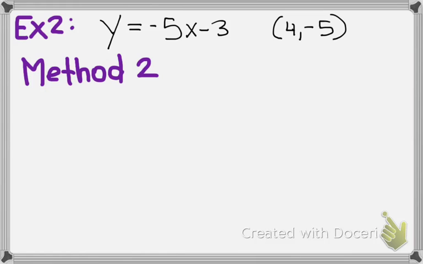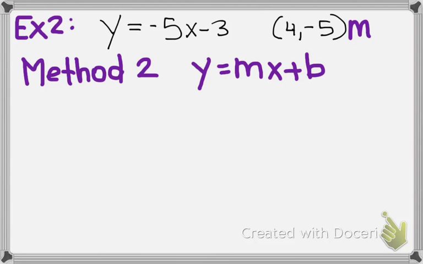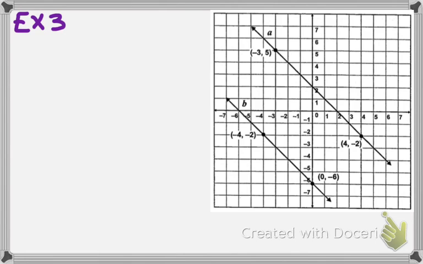Some of us choose to use slope-intercept form rather than point-slope formula. That is completely okay. It's up to you which one you'd like to use. This is our second method. Instead of using our point-slope formula, we're going to use y equals mx plus b to write our equation that's parallel to y equals negative 5x minus 3 and goes to the point 4, negative 5. We still know that our slope has to be parallel, and our slope is negative 5.